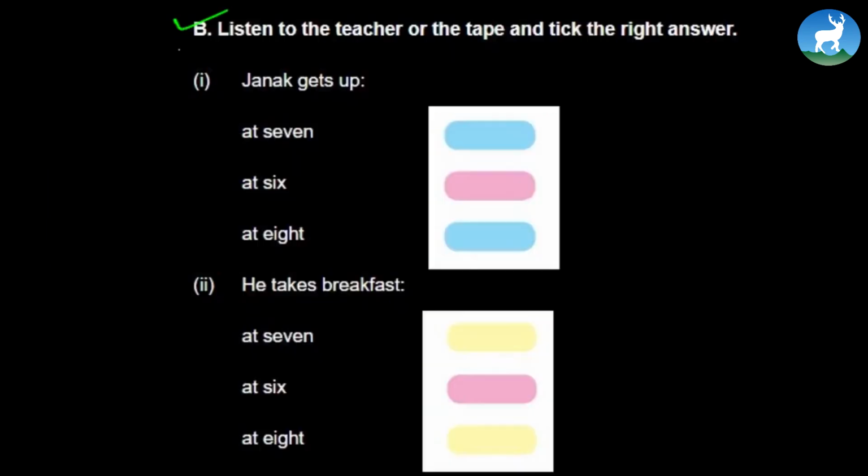The question is, listen to the tape or the teacher and take the right answer. The first one, Janak gets up. What was the time once again? Was it 7 or 6 or 8? Janak indeed gets up at 7. So, yes, 7 is the right answer. Tick there. Let's tick there. 7 is the right answer. He takes breakfast at, so 8 o'clock is the right answer. Let's go to the reading portion now.